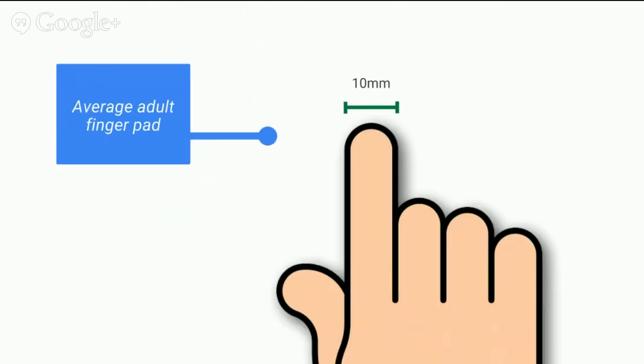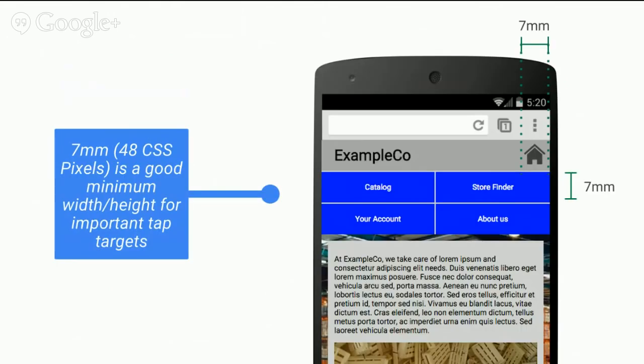The first thing to remember is that the average adult finger pad is about 10 millimeters wide. And this is fairly standard. So if you think about the amount of space that a user's finger might actually be using when contacting a touch screen, it helps you determine how much spacing you need on the actual buttons to prevent 2 buttons from being pushed accidentally. So here's a good guideline, or a good rule of thumb, if you will, to use when defining the minimum size, width, and height for important tap targets on your site.